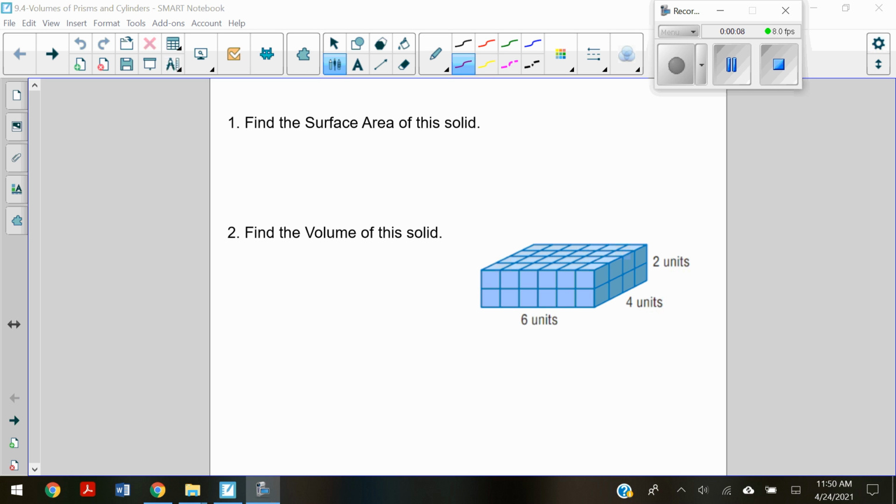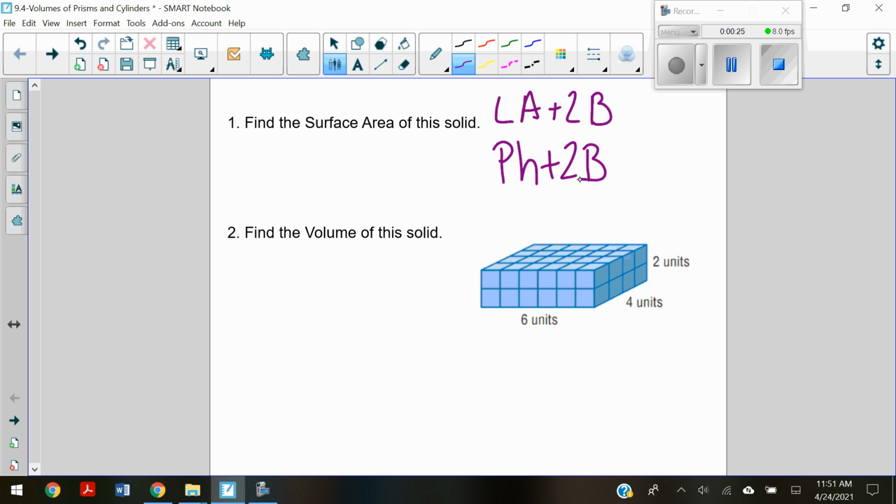So in this first example, it says find the surface area of this solid. And we've done surface area before. Remember, surface area is our lateral area plus 2 base areas. And lateral area is the perimeter times the height of the prism.